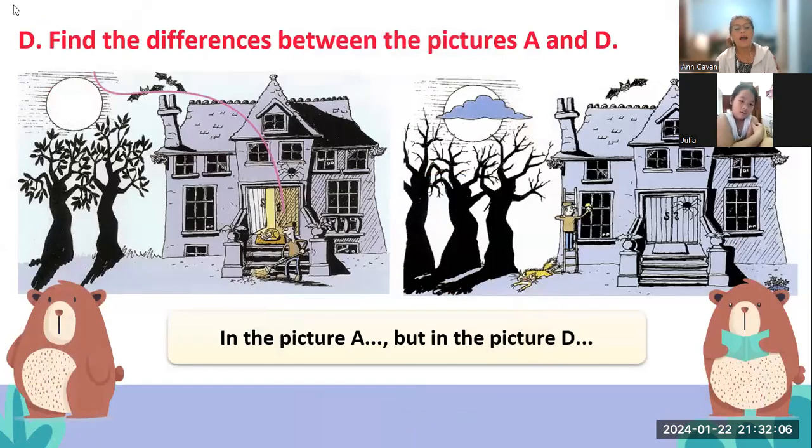Okay, so find the difference, Julia. Find the difference. Okay, wait, wait, wait. Number one, number two, number three. Okay, find the difference. Two threes and three threes. Next.